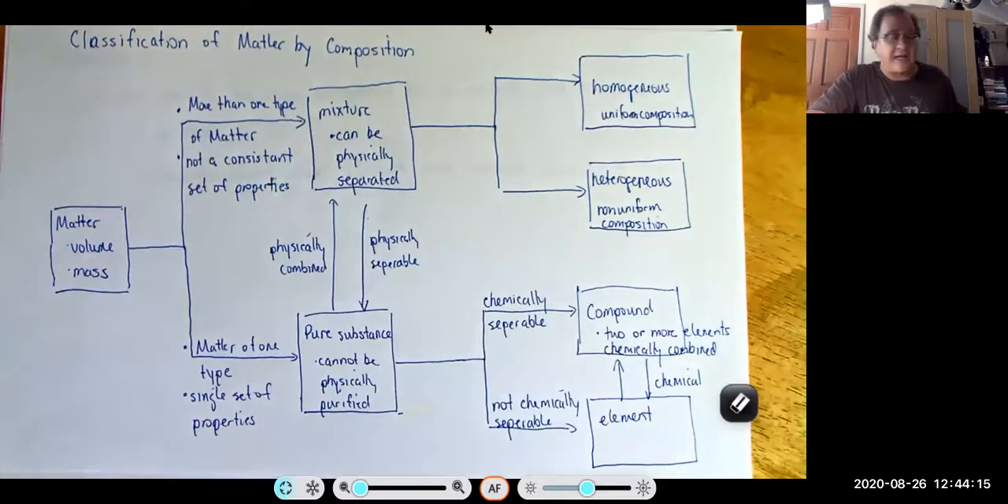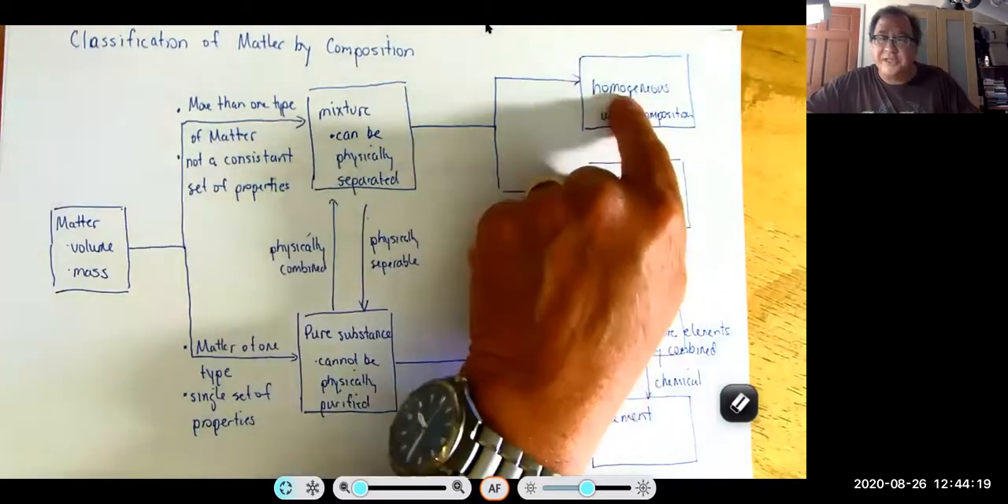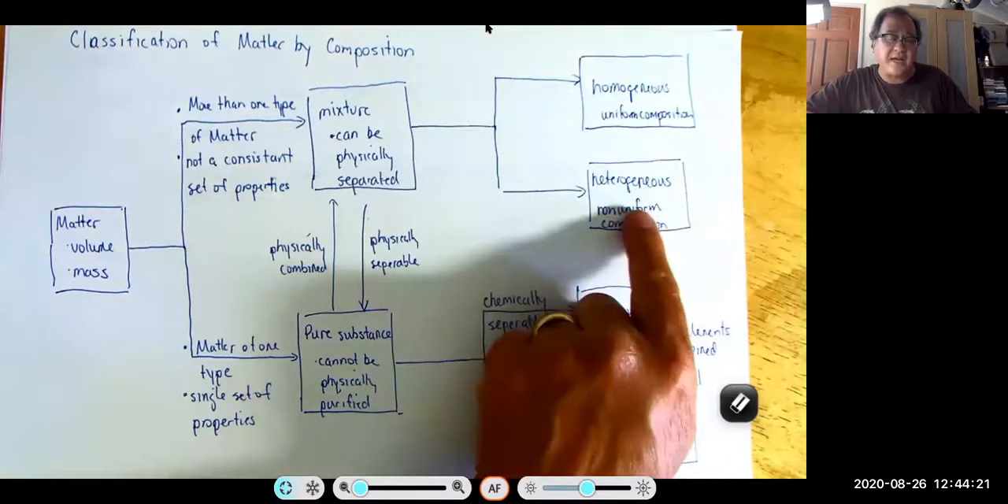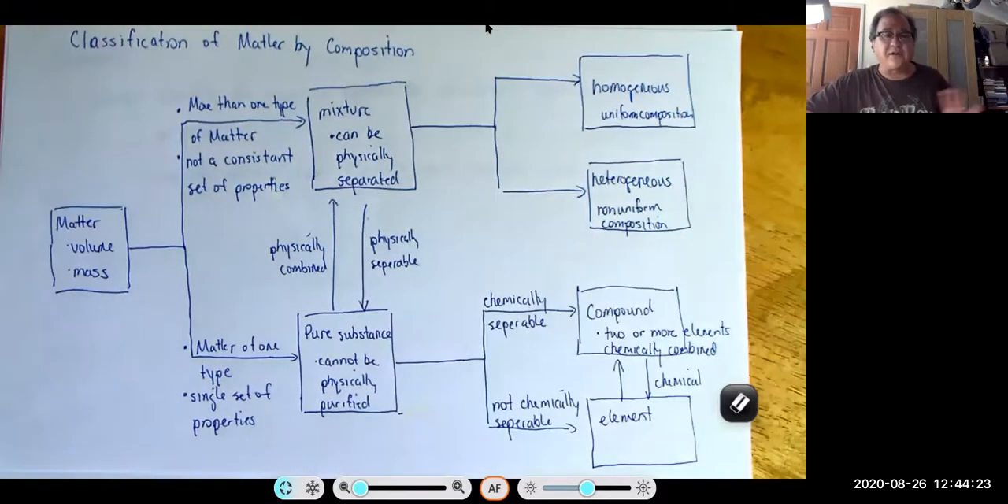So let's take a look at two types of mixtures. One type of mixture is the homogeneous mixture. The other type is the heterogeneous mixture. And these are as simple as can be, in that when you look at them, a heterogeneous mixture does not look uniform.